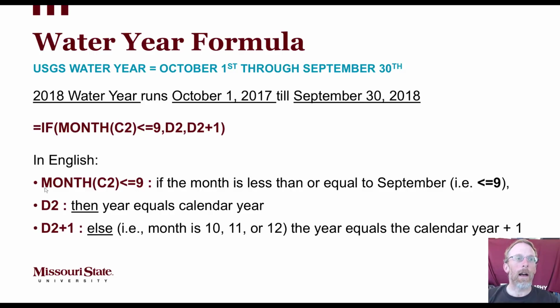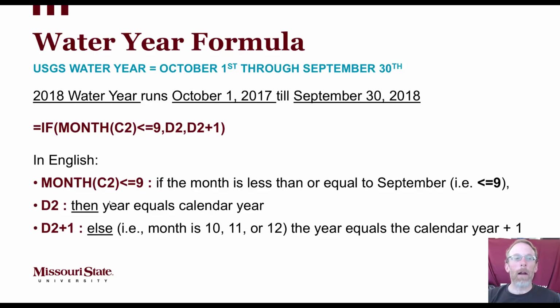So in this case, our logical test is that MONTH function that we looked at a second ago. We're going to extract the month from the date, and if the month is less than or equal to 9, in other words, if the month is September or before that in the year, then the calendar year and the water year are equal, so we can just take the value from the calendar year, which is in column D.